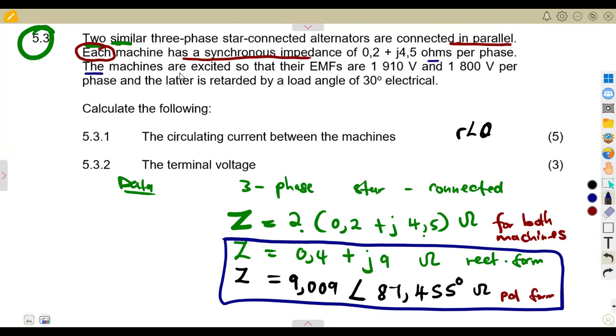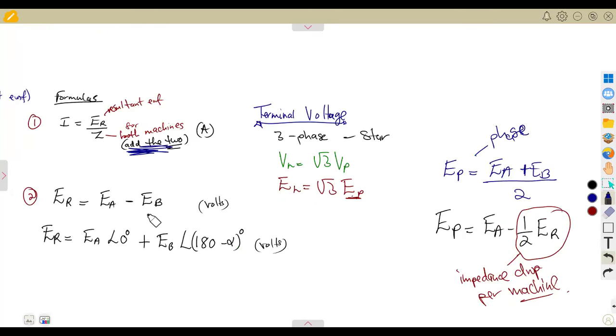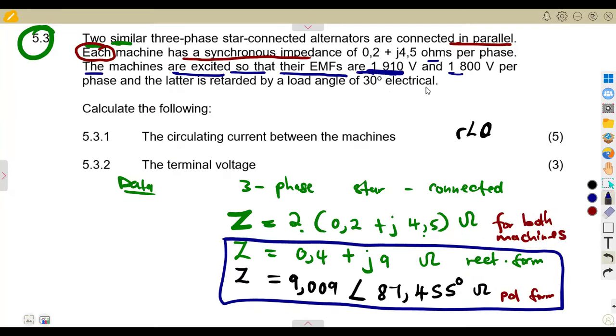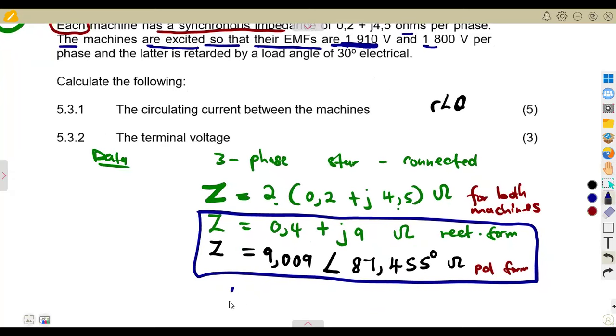Then you are given the machines are excited so that their EMFs are 1,910 and another one, 1,800. So there are two there, as we considered from this part that B is lagging. So B is supposed to be smaller than A. In this calculation, it means we are going to take our A as 1,910. So that's our EA, 1,910 volts. Then EB, which is the second one, 1,800, which is the smaller one, per phase.